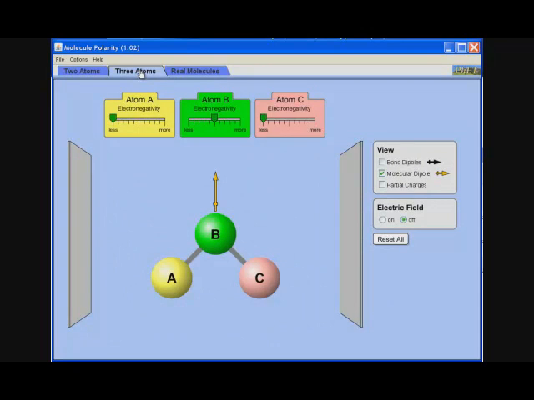When I have three atoms, I now can take a look at the bond dipole as well as the molecule dipole. If I want to take a look at the bond dipole, what's happening between A and B and C, I can click this and I see the direction of the dipole that's happening between the bonds. Since atom B is more electronegative than A and C, the dipole of the molecule as a whole is going to point towards atom B.